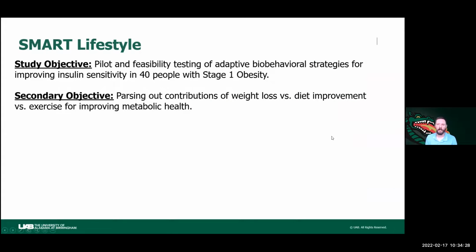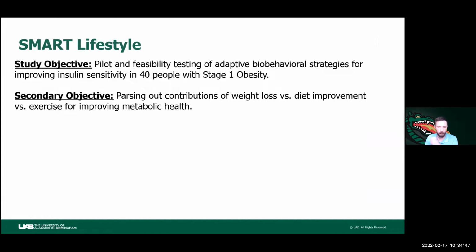So that brings us to Smart Lifestyle. This is a pilot study, very small, that we're hoping will start addressing some of these issues around reframing obesity treatment away from weight loss as an outcome, and also starting to disentangle some of these intervention components of what people mean when they say I'm going on a diet.